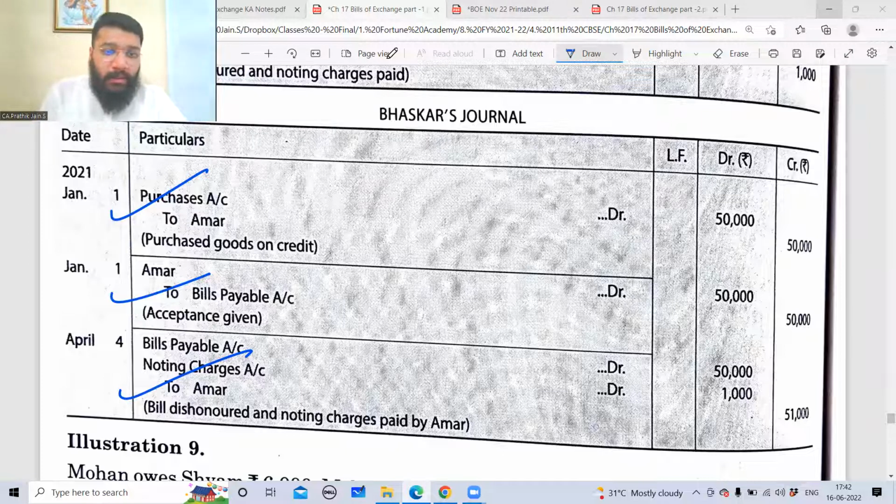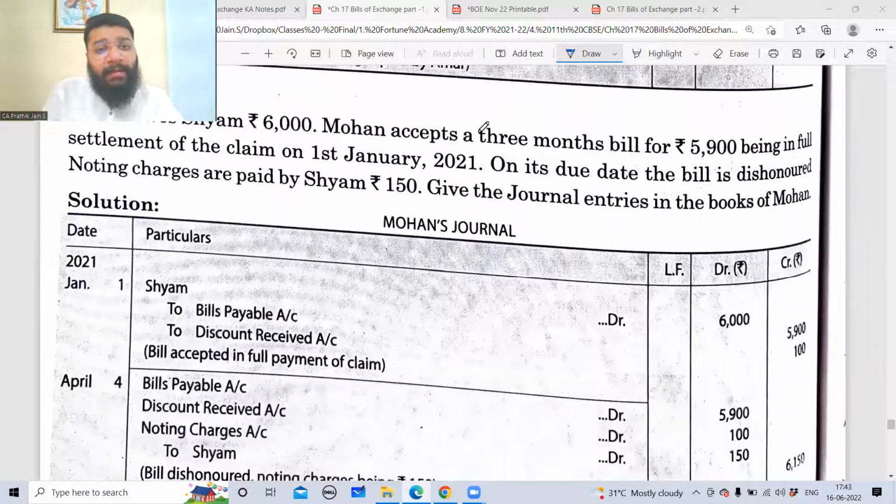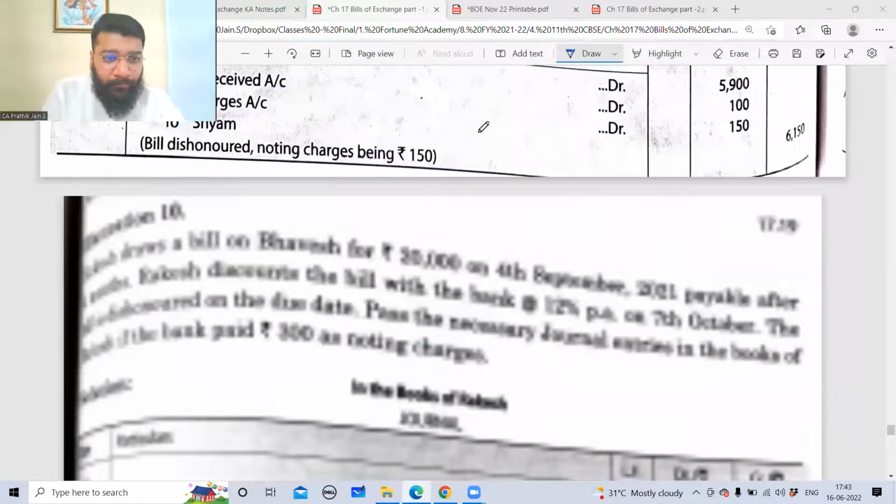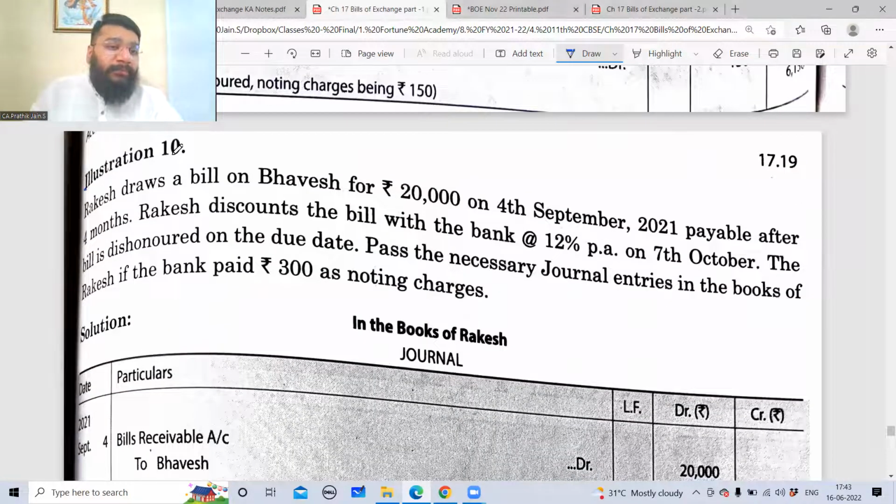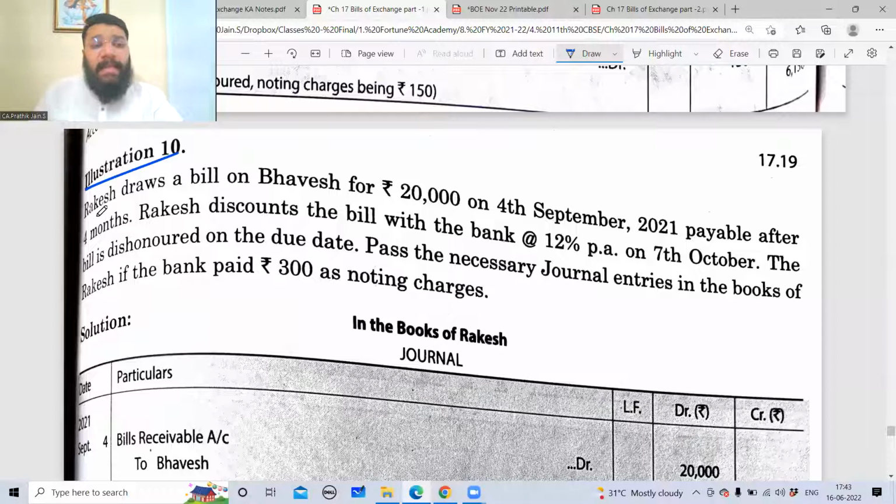Okay. Now, illustration 9, guys. You can take it as homework. And all the people who opted for the special classes, you would have seen in those classes, I would have worked out this question already. So now illustration 10. Illustration 10 says that Rakesh draws a bill on Bhavesh for 20,000 on 4th September 21. Rakesh draws bills on Bhavesh for 20,000.